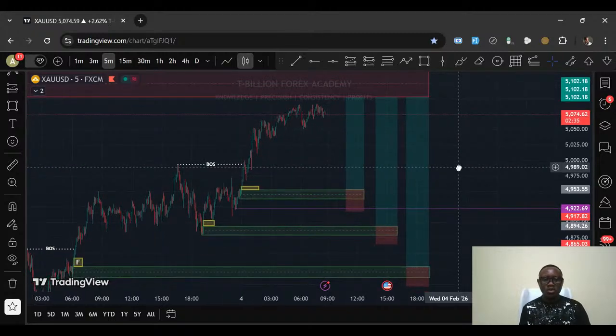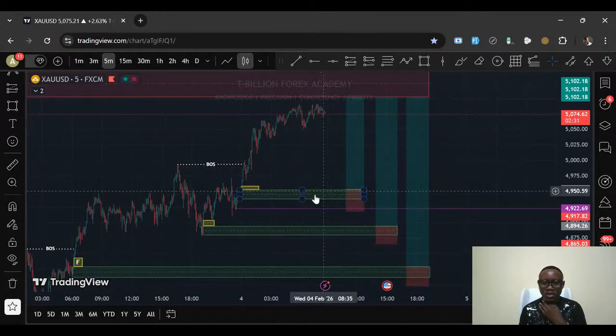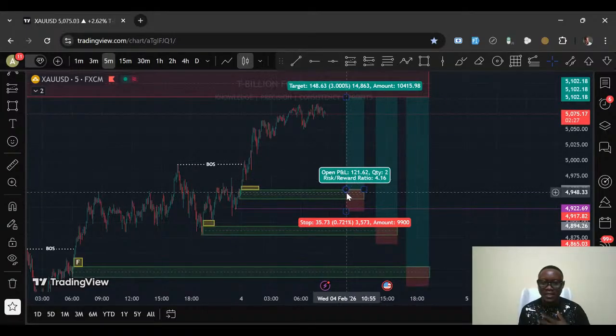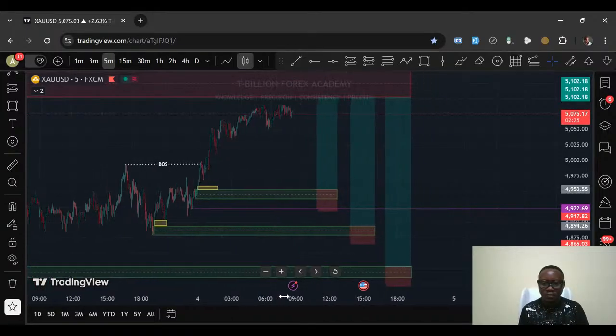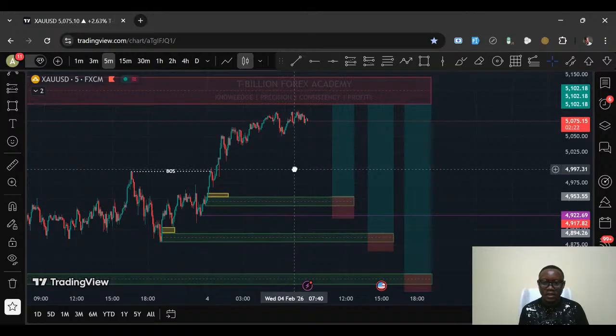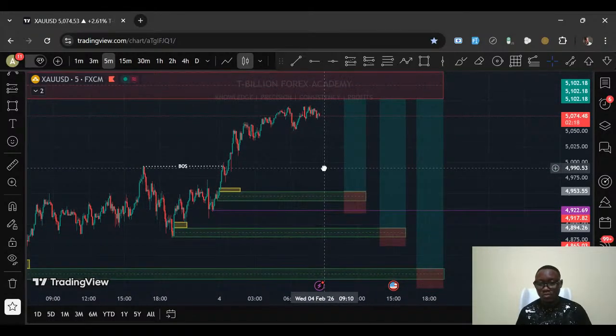This is what we're looking at for gold for today. So don't hesitate to take your trade when price gets to this level. Break even early, because gold can still push down. Gold can still really push down.